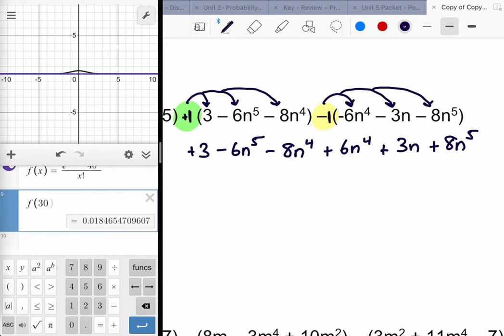Wait, why is the second one? Oh, no. All right, so we go through, we look for terms with the highest power, in this case power of 5, combine our like terms. All right, we got a negative 6 and a positive 8, so it's going to give me a positive 2. The next highest power is a power of 4. Negative 8 plus 6 is negative 2, so negative 2n to the 4th.